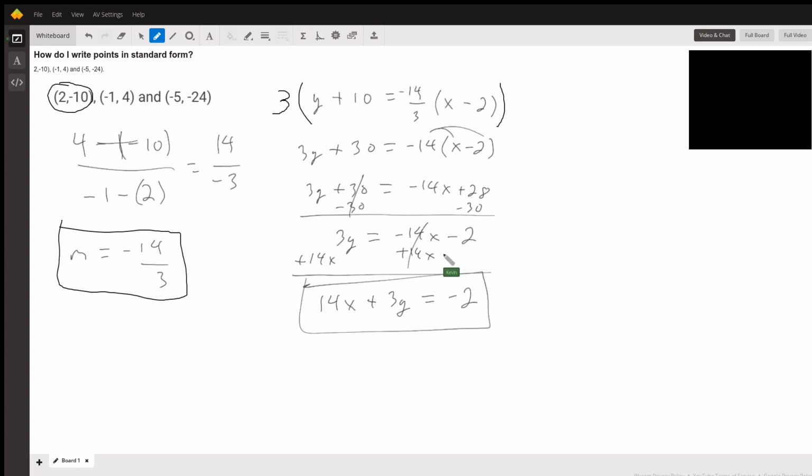If you wanted to check your answer, you could plug in each of these points individually for the x and the y, and you can make sure that all 3 of these points would be solutions to this linear equation. And that would be a way to check your answer. But we get 14x plus 3y equals negative 2. Okay, hope this helps.